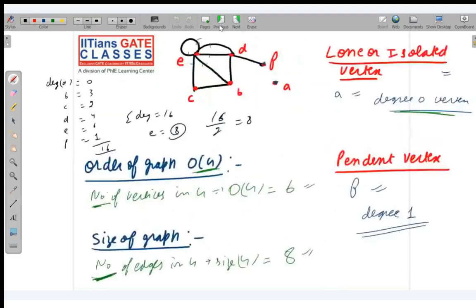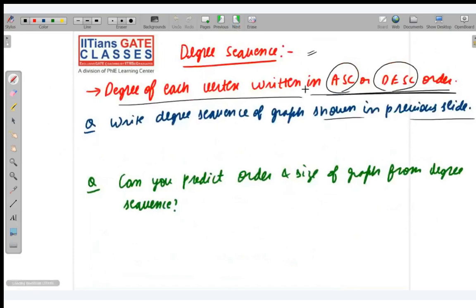0 1 2 3 4 6. So in ascending order, 0 1 2 3 4 6, like this you will write. If you want to write it in descending order, 6 4 3 2 1 0, like this. Is it okay? So this is the degree sequence.